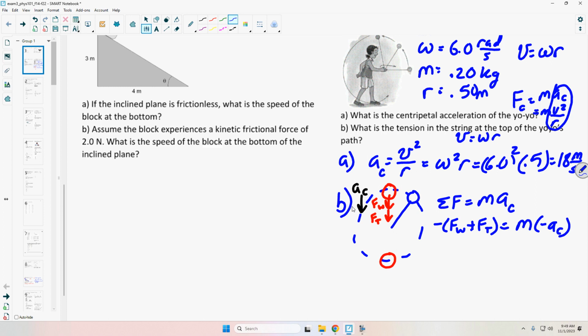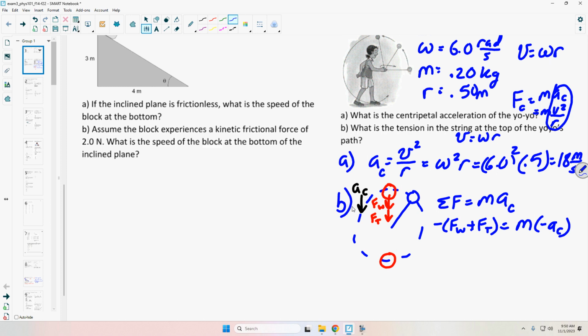So that value for ac that I found, the 18 meters per second squared, that's the magnitude of the centripetal acceleration. But notice at the top of the path, it has a negative value because the centripetal acceleration is always towards the center of the circle, right? That's what centripetal means, center seeking, that is always towards the center of the circle.